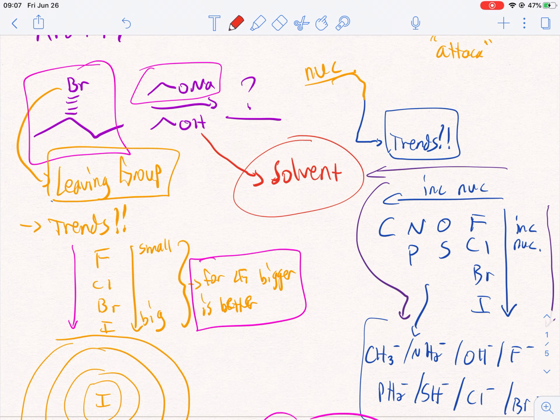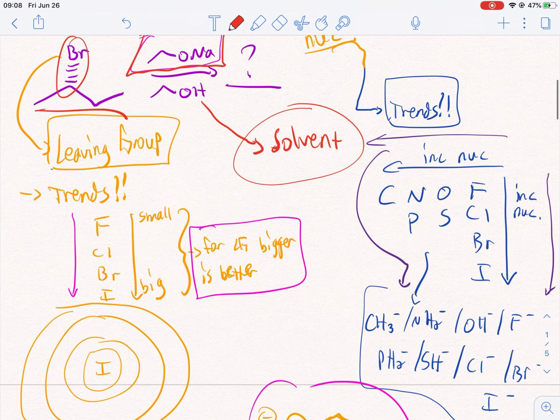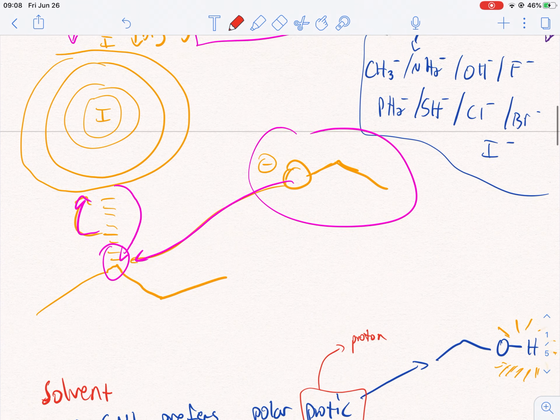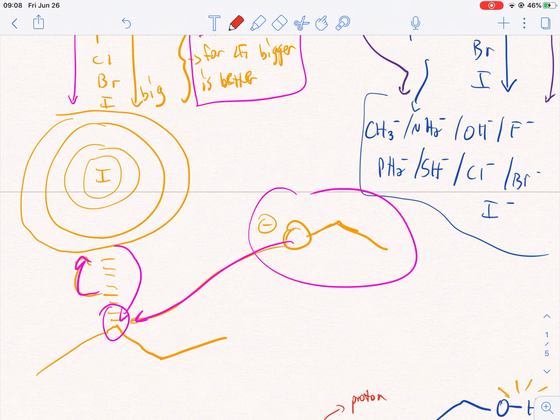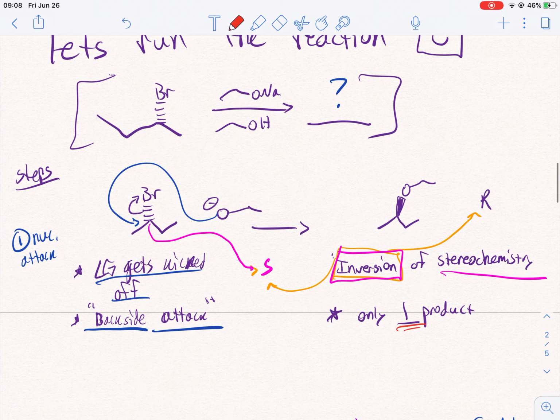Okay, so we got our leaving group, okay? Then we have our substrate, right? We have our nucleophile, okay? And the nucleophile likes to be negatively charged, by the way. It doesn't have to be. Water can be a nucleophile. Water's a weak nucleophile. Then we have our trends, all right? You can pause the video for that. We have our trends on leaving group, trends on nucleophile, right? We understand why leaving group is important, why nucleophile is important. Solvent, we explained that. Ran the reaction, right?